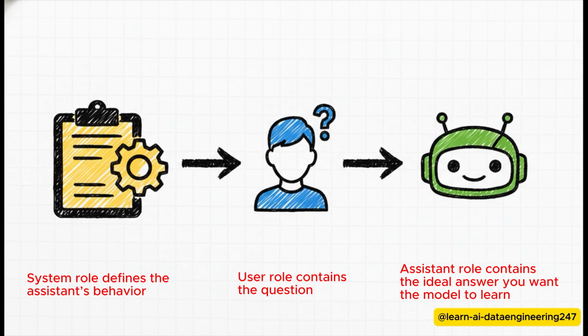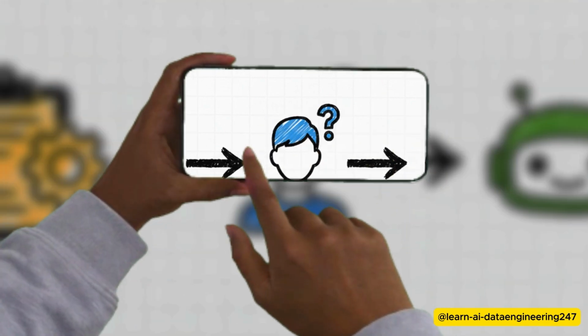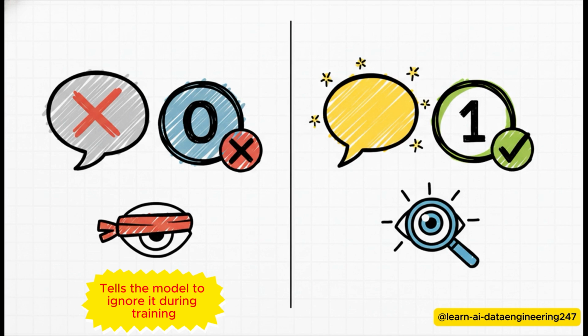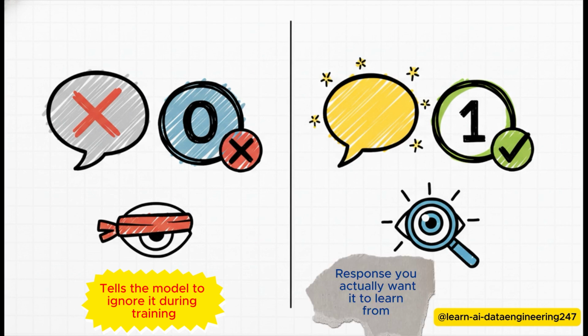There is also a powerful feature called the weight parameter. For example, you might set the weight of one assistant response to 0. That tells the model to ignore it during training. Then you assign weight 1 to the response you actually want it to learn from. This gives you very precise control over what the model absorbs.